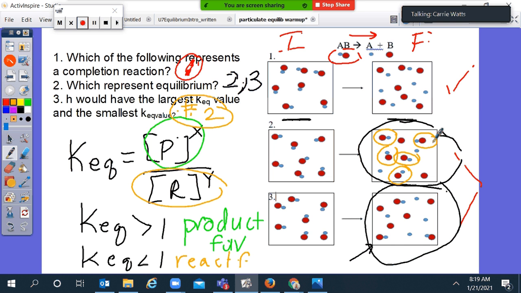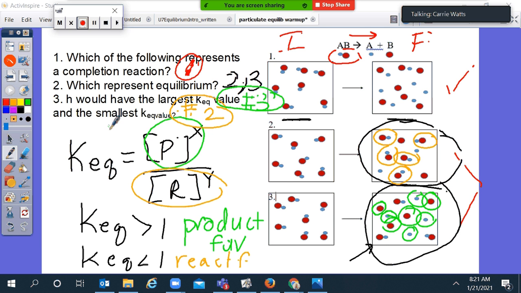The largest would be the one with more product. If I circle the product, that would be number 3. So it's important to understand what the K value can tell you, and what equilibrium could look like on a particulate level. Any questions?